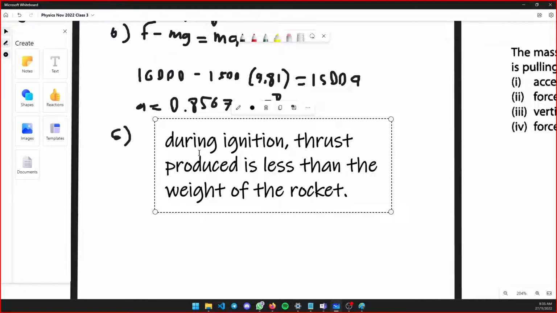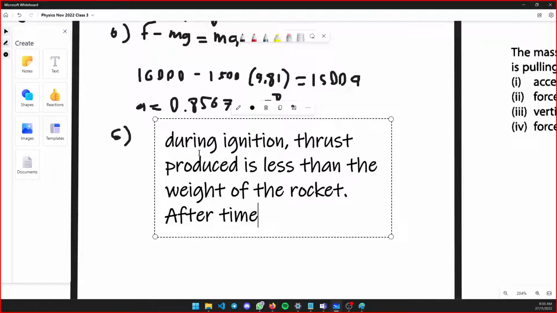is less than the weight of the rocket. Meaning that as it starts to slowly burn, it doesn't immediately go to that speed. It's slowly going to that speed. So the thrust at the initial point is small, it's still burning properly. Then only it gets to the point where the thrust produced is more than the weight of the whole rocket.